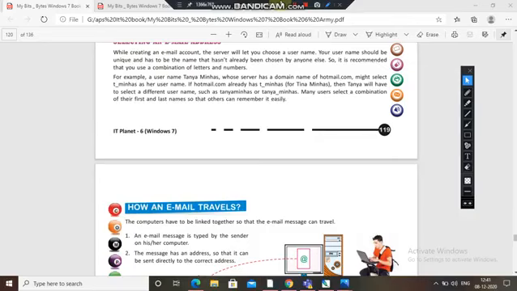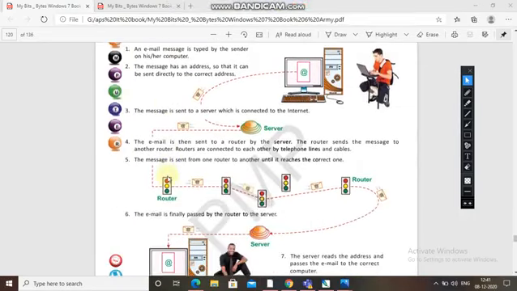Okay. Now, how email travels. The email message is typed by the sender on his or her computer. The message has an address so that it can be sent directly to the correct address. The message is sent to a server which is connected to the internet. The email is then sent to a router by the server. The router sends the message to another router. Routers are connected to each other by telephone lines and cables.